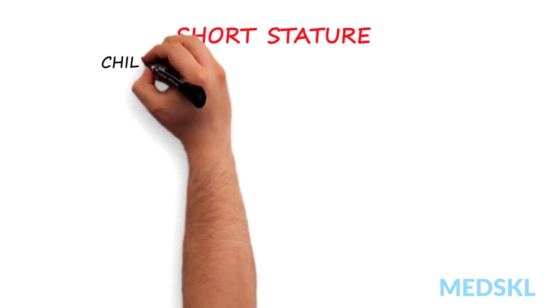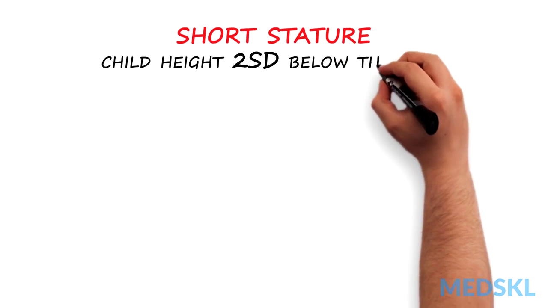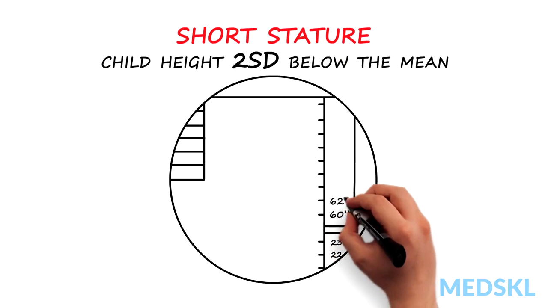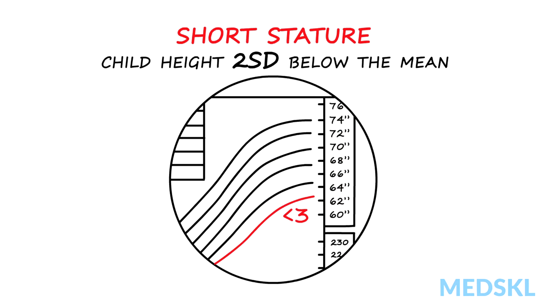Short stature is defined as height 2 standard deviations below the mean. We will look at 4 different growth patterns and see if they represent physiologic or pathologic short stature.